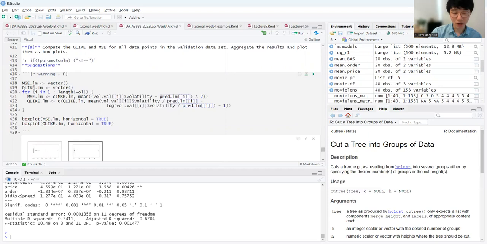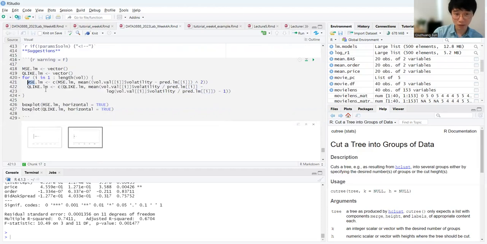The formulas for MSE and Q-like are both available in the lecture notes. For MSE, it's just the true value minus the prediction, and I square them, then I take a mean. I think everyone here should be very familiar with this performance measure. And for the quasi-likelihood, we also provide a formula. It's the true value divided by the prediction, minus the logarithm of the true value divided by the prediction, minus 1. Then you just follow the original formula and type them in R.